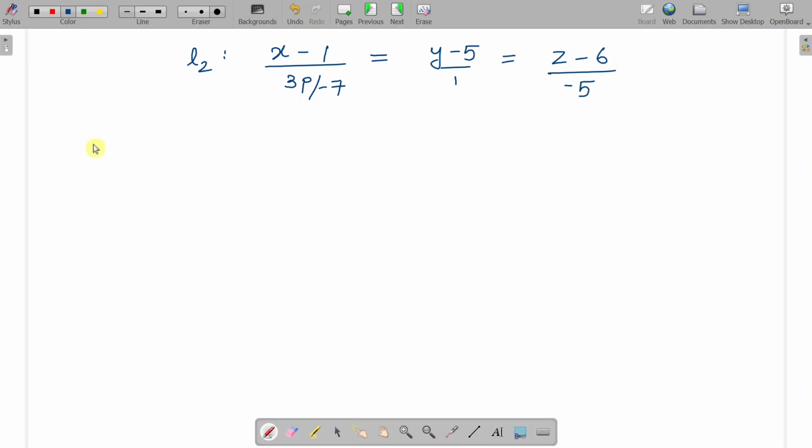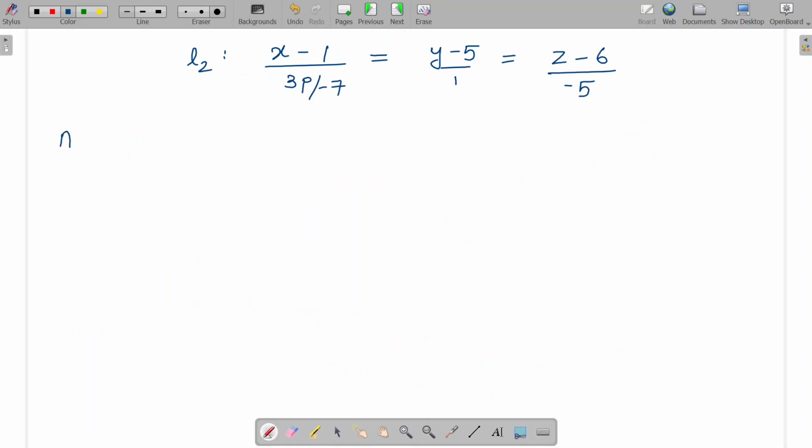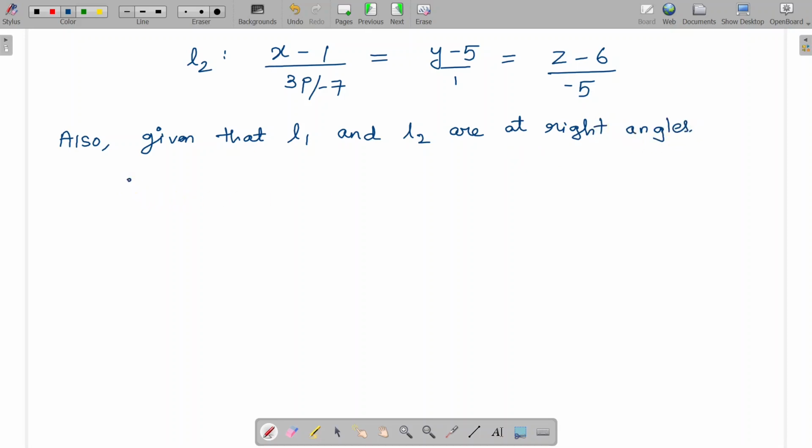Okay, now see, we have to find the value of p given that the two lines are at right angles. So also given that L1 and L2 are at right angle. Okay, so therefore the angle theta is equal to 90 degrees, right? The angle theta equal to 90 degrees between L1 and L2.